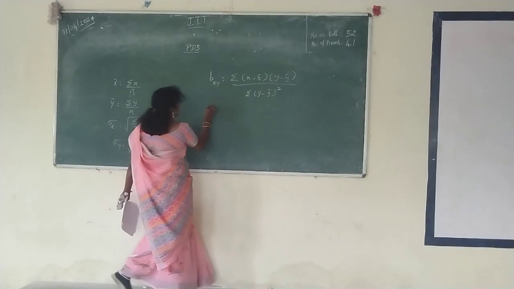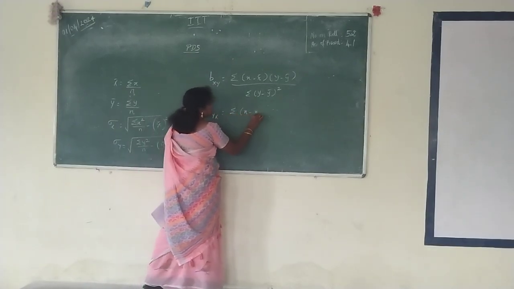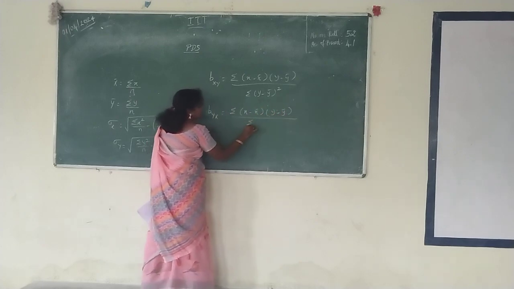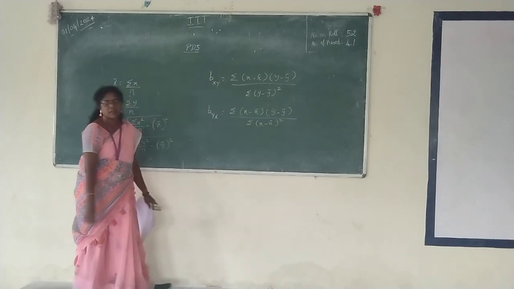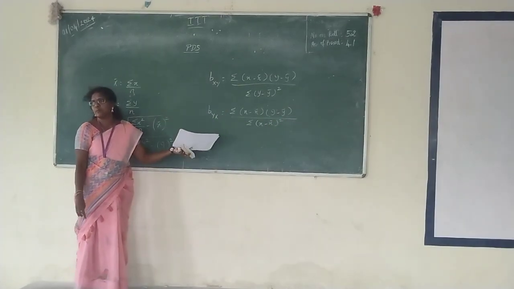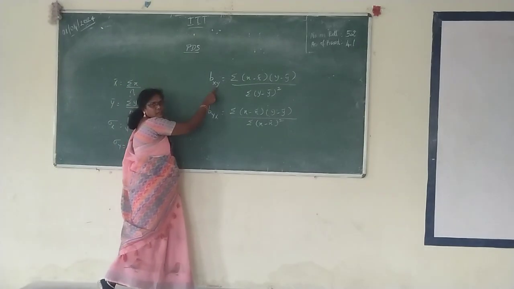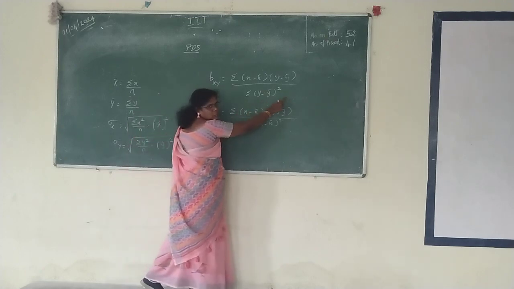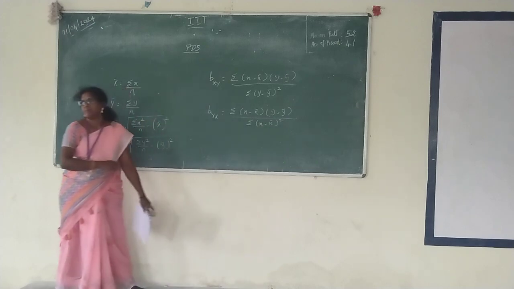Okay, so next one will be byx. Summation of x minus x bar into y minus y bar divided by summation of x minus x bar the whole square. This is also easy to remember. Numerator, both the terms. Denominator, you get the second term. For bxy the second term is y minus y bar the whole square, and for byx the second term is x minus x bar the whole square.